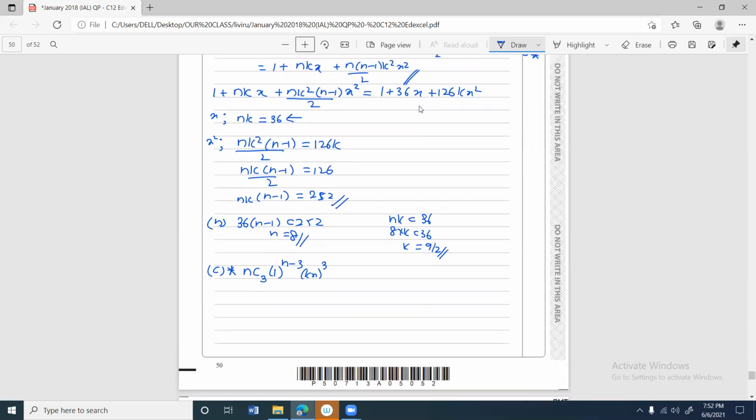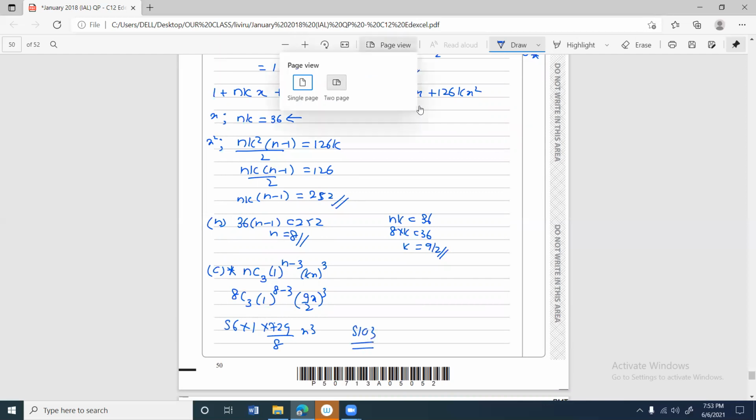The n value we know. n is 8. So 8c3 1 to the power 8 minus 3 times k, which is 9 over 2, x to the power 3. Therefore 8c3, just get from the calculator. 8c3 is 56 times 1 times 9 to the power 3, which is 729, over 2 to the power 3, which is 8, x cubed. Then 56 divided by 8 times 729 turns up to 5103. 5103 would be the final answer for this. That's the way of getting this answer.